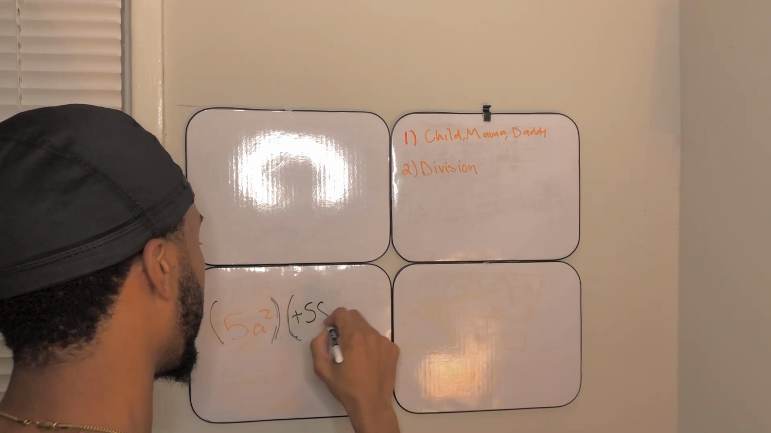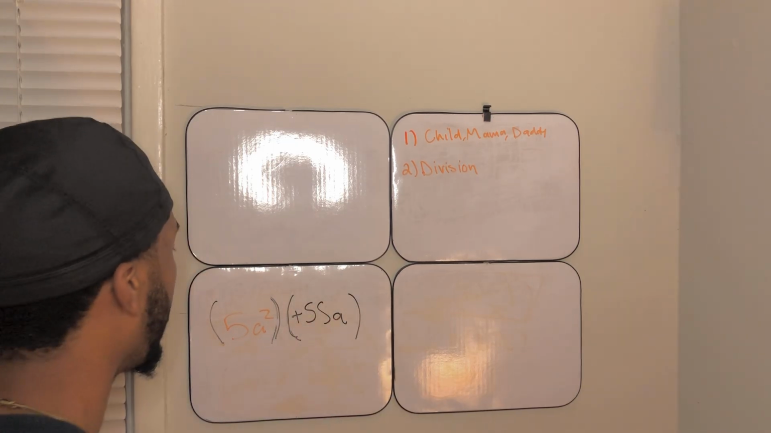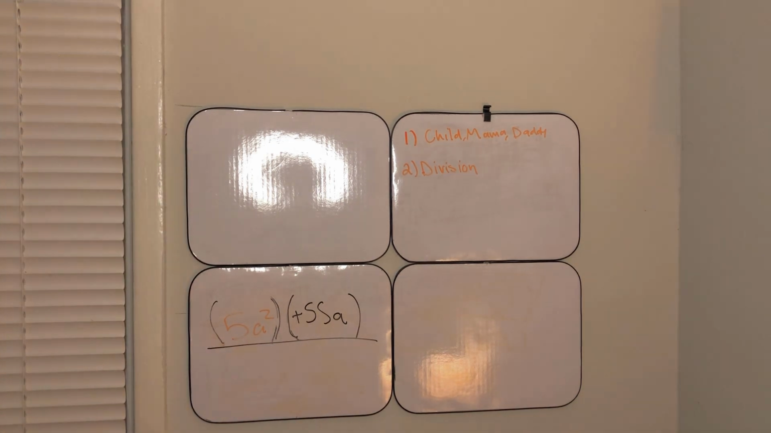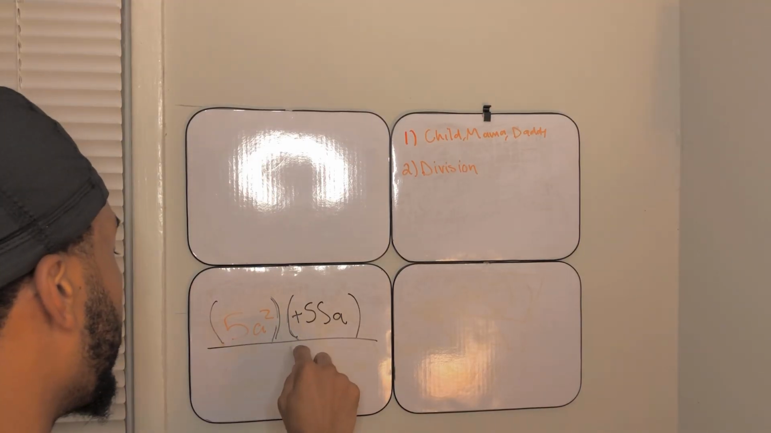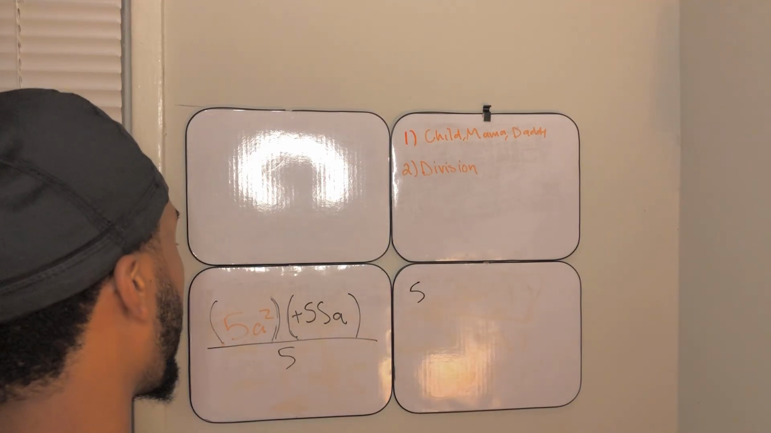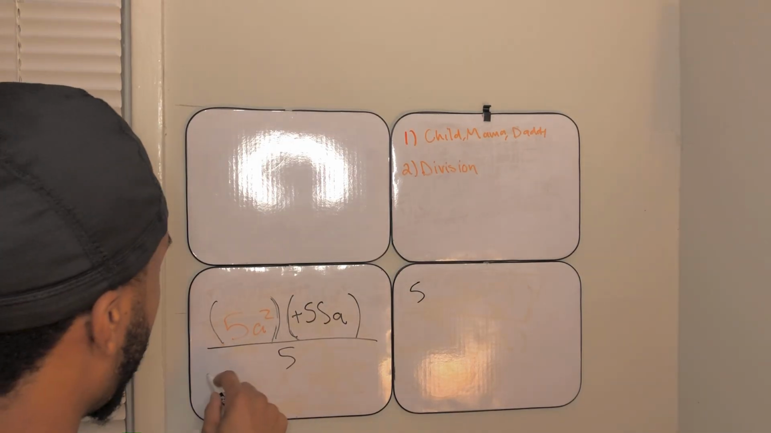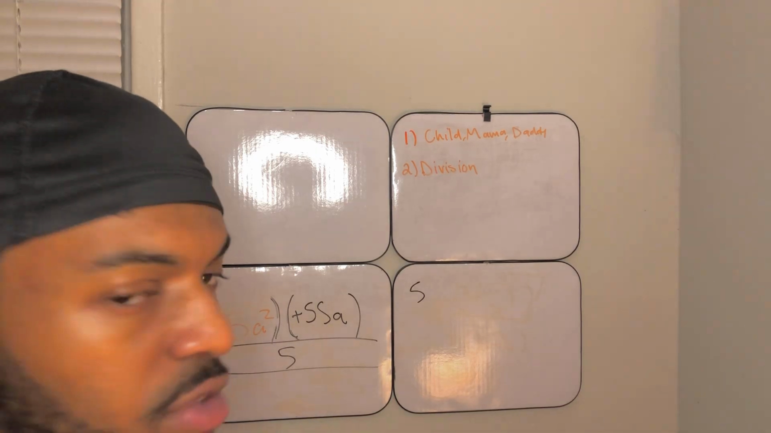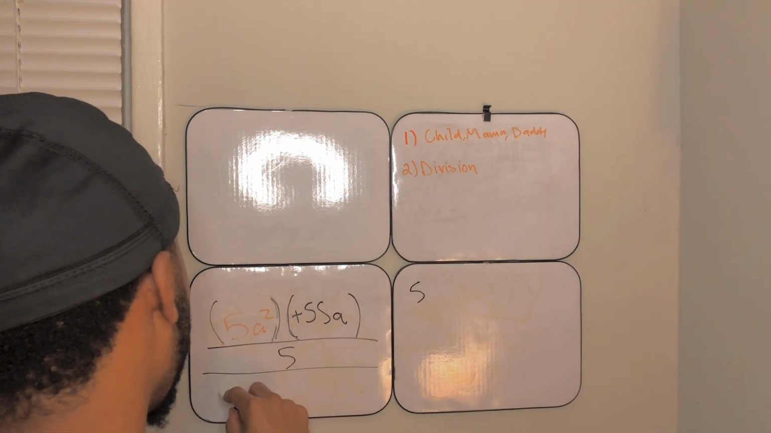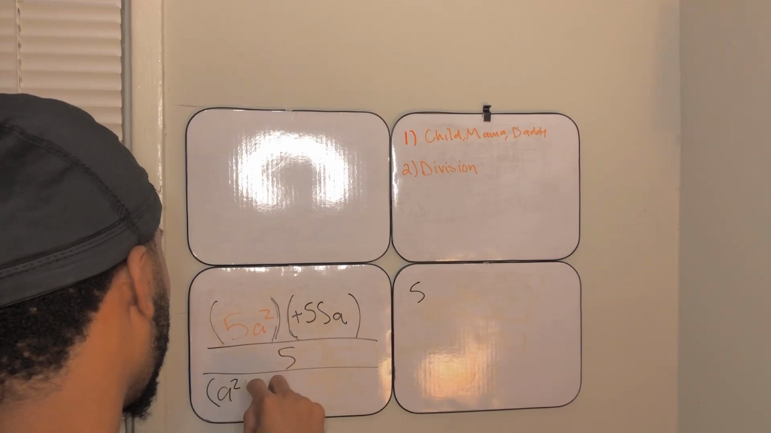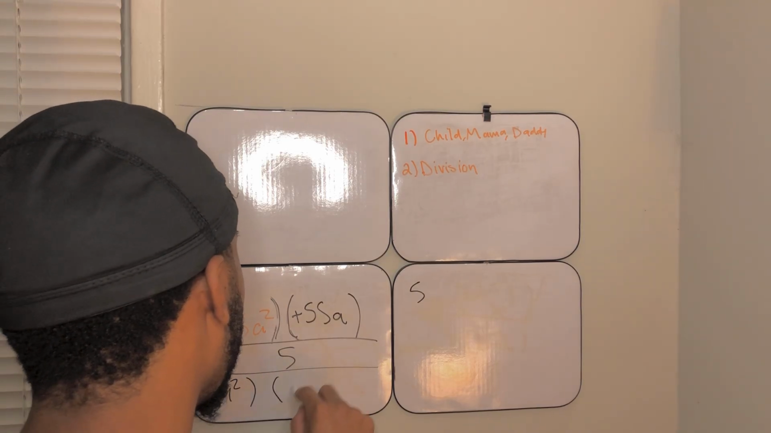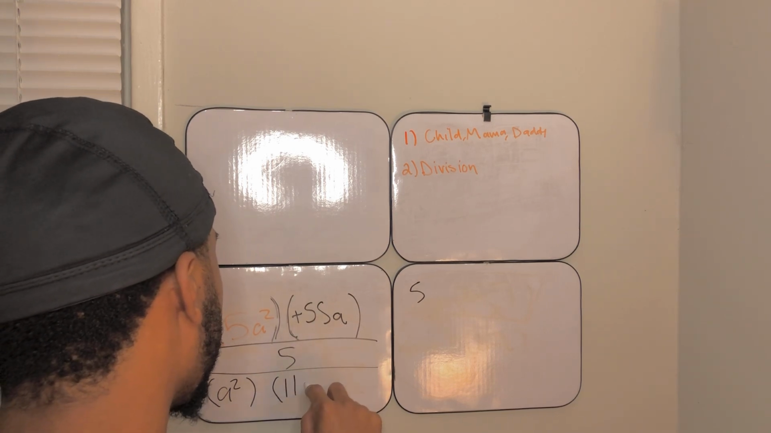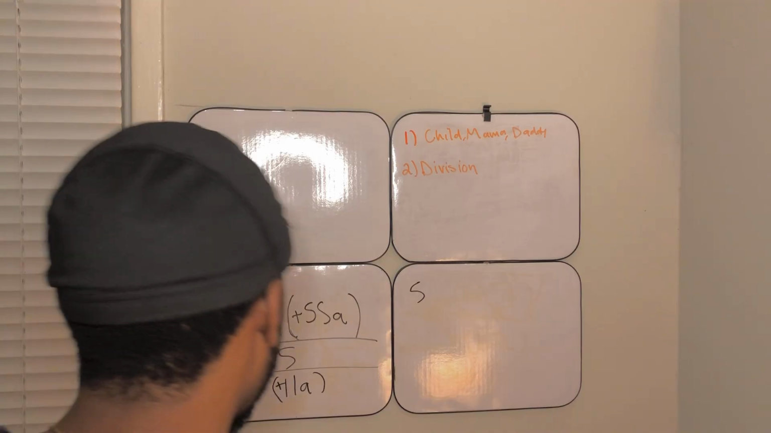Positive 55a. So is there anything in both of these that we could divide out? The first thing that I see is we can take out a 5. We can take a 5 out of both of these. So let's go ahead and do that. We'll put the 5 to the side. And so after we divide both of it, 5a squared divided by 5, what we're left with is a squared. Keep those parentheses around it so we can keep up with it. And after we divide 55a by 5, we get positive 11a.